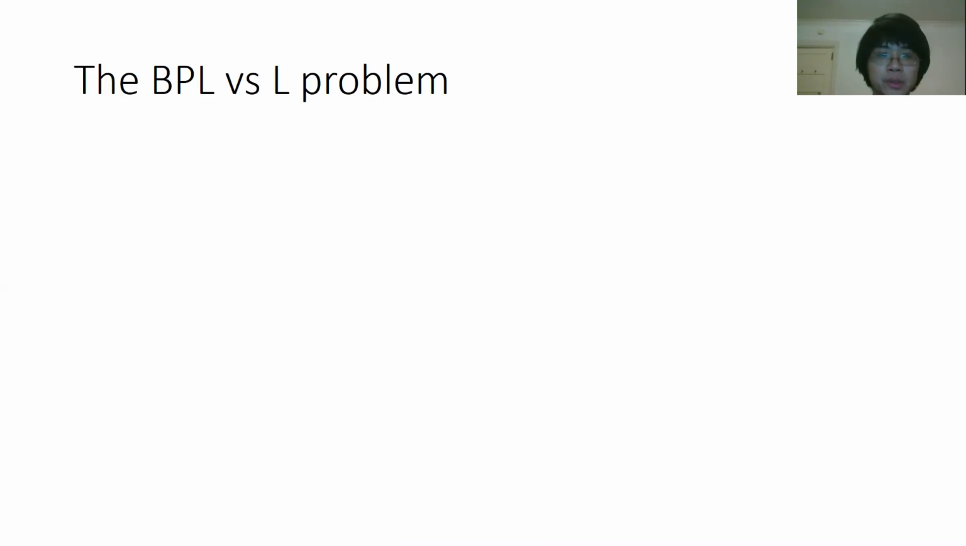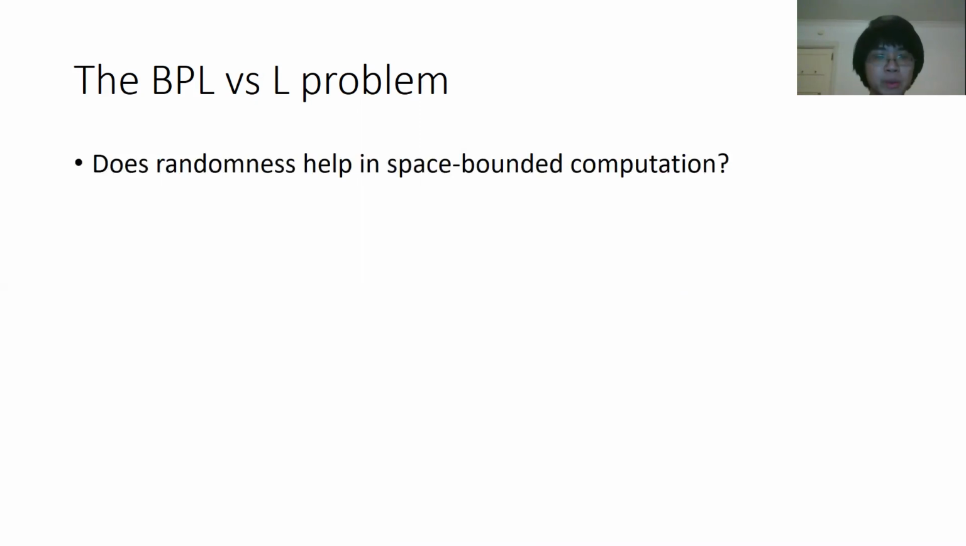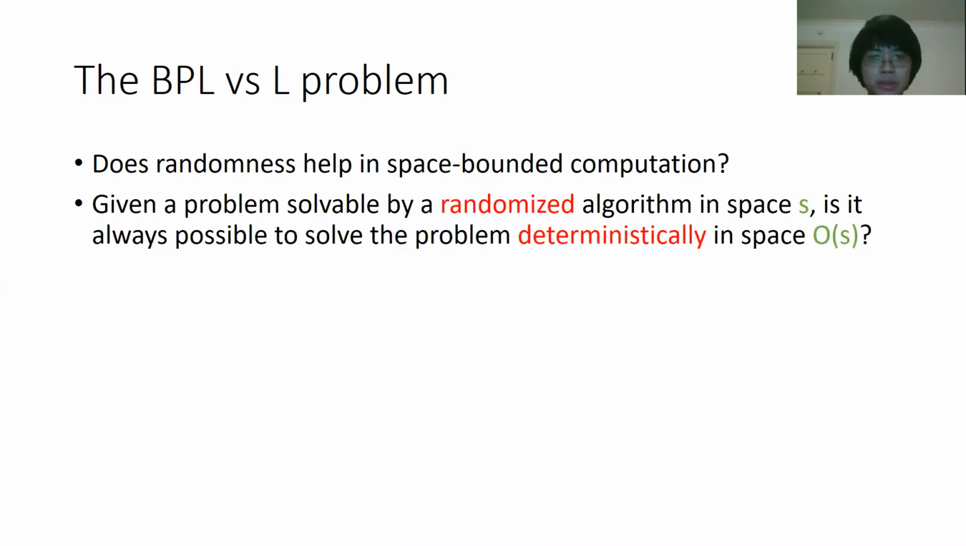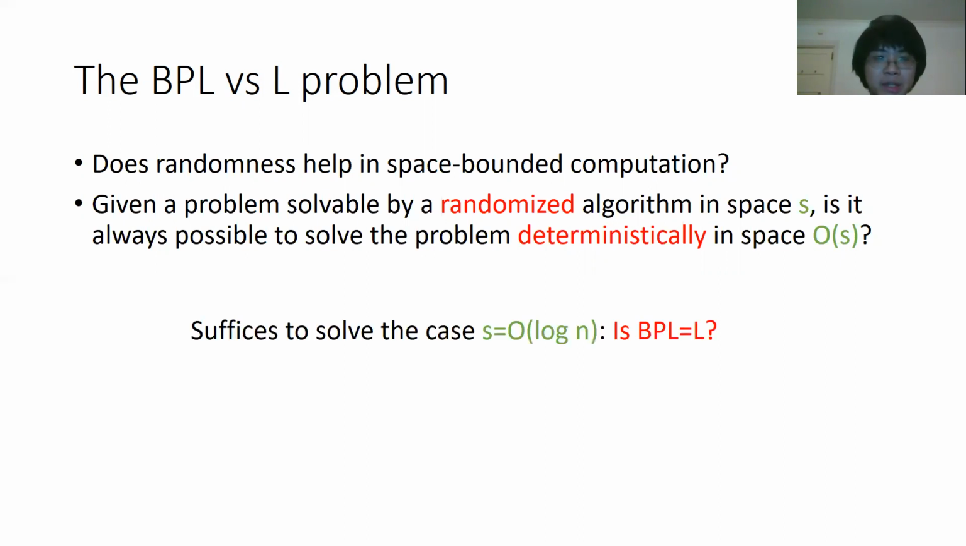The motivating problem for this work is the BPL versus L problem. A major open problem in complexity theory is, does randomness help in space-bounded computation? Formally, we wonder if, given a problem solvable by a randomized algorithm in space S, is it always possible to solve the problem deterministically in space linear in S? By a standard padding argument, we know that it suffices to solve the case S equals log n. So this problem is equivalent to asking, is BPL equal to L?